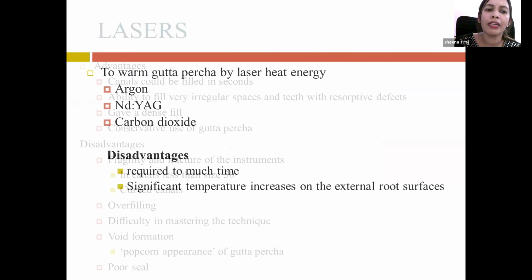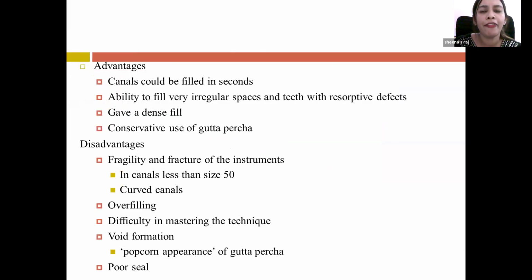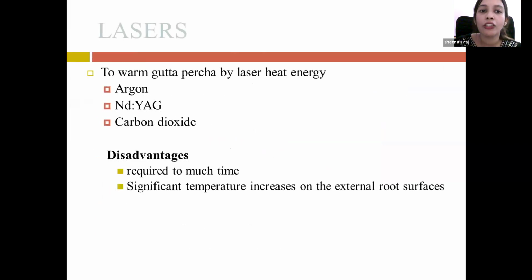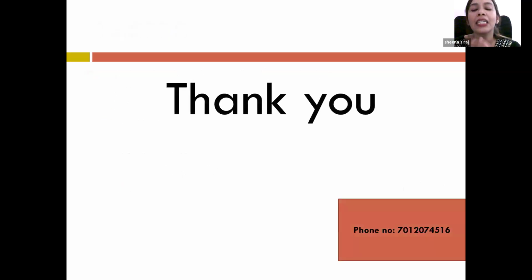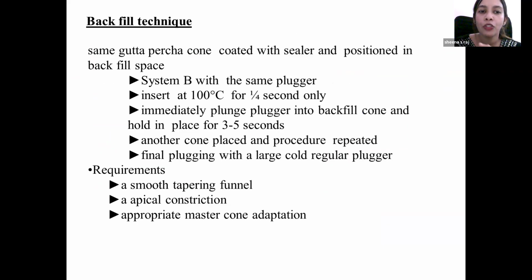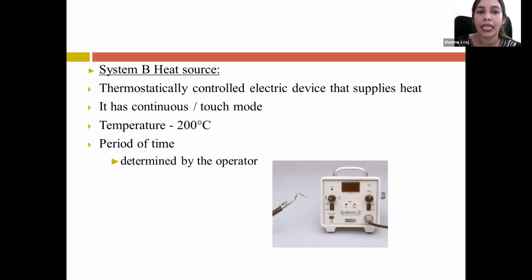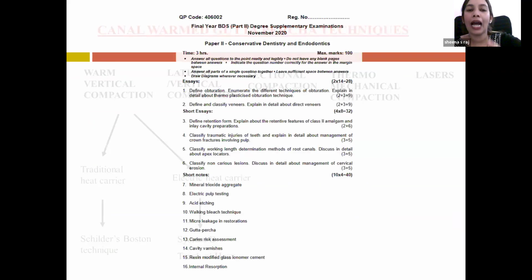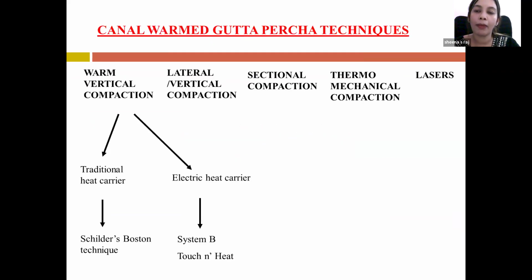The advantage is that the canal is filled in seconds. It is very dense, void free, etc. But the disadvantage is that there is a chance of fracture. Again, laser is used. We place the gutta percha and heat it with the help of laser, which is the recent advance being used. So talking about obturation, you have to know the various techniques. Especially keep in mind that chart: the warm vertical method, lateral method, sectional method, thermomechanical compaction method, and laser method.